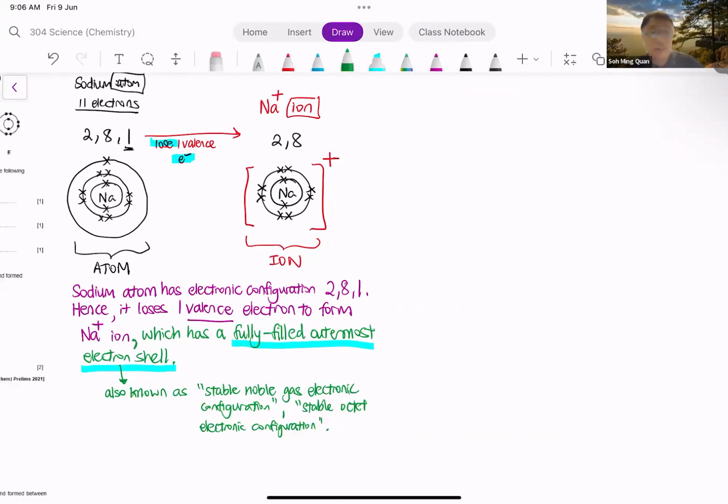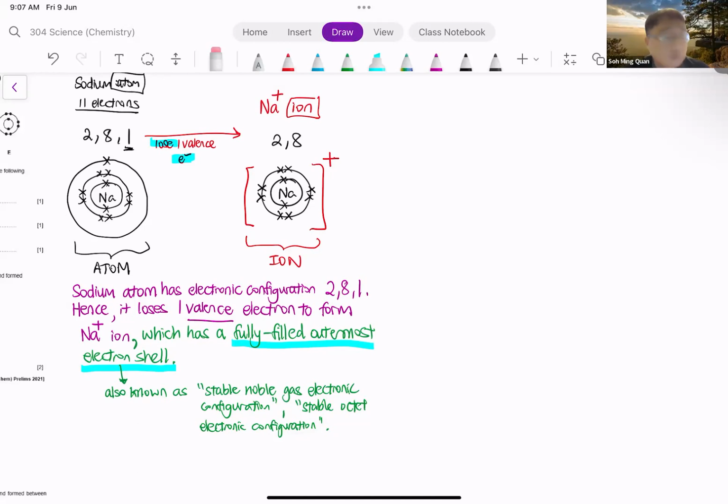Now that was the sodium atom. Sodium is a typical example of a metal, right? Metals are found on the left-hand side of the periodic table. Sodium loses one valence electron to form a positive ion. And this is typical of metals. Metals generally will lose electrons, and metals generally will form positive ions.